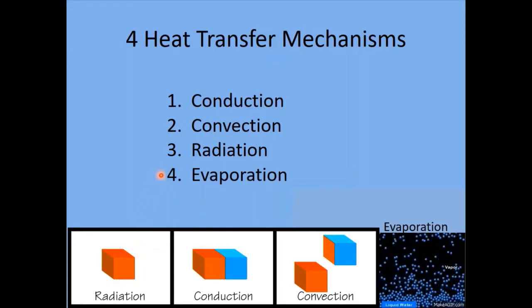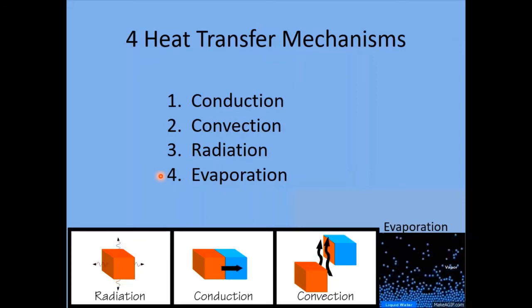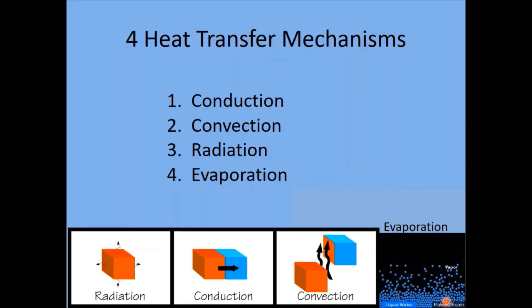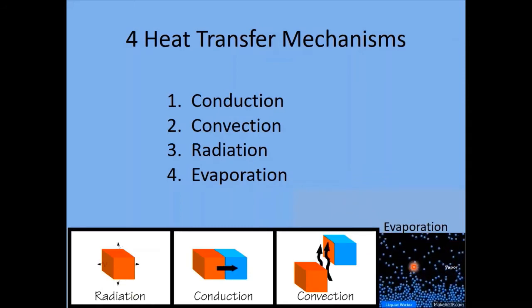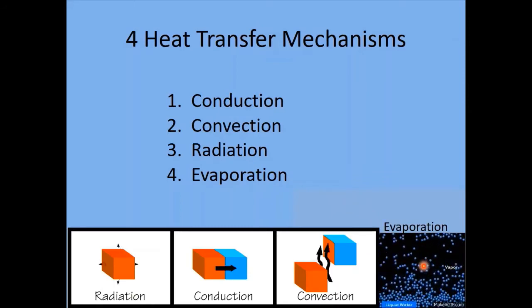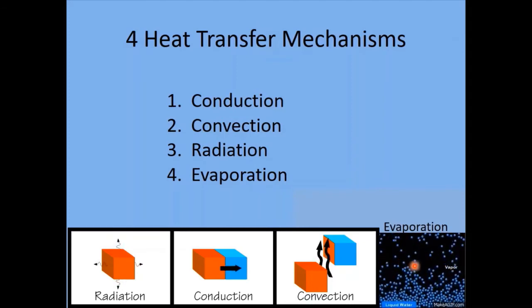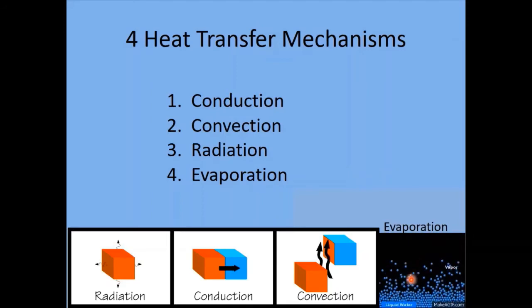The fourth type of heat transfer mechanism is one that you're familiar with, and that is evaporation. Evaporation is the process where a liquid evaporates, or basically turns into a gas or vapor. And the way it does this is only the most energetic atoms can escape the liquid. And so those are the ones that have the most thermal energy.